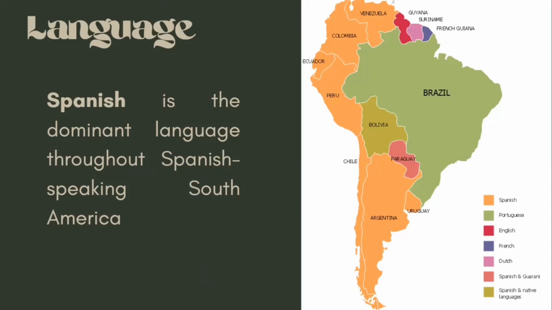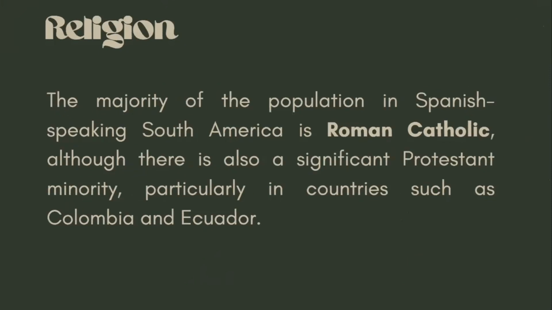Now let's move on to its religion. The majority of the population in Spanish-speaking South America is Roman Catholic, although there is also a significant Protestant minority, particularly in countries such as Colombia and Ecuador. The majority is Roman Catholic because of the region's history of colonization and evangelization by Catholic missionaries. When the Spanish arrived in South America in the 16th century, they brought with them Catholicism as a dominant religion. The Catholic Church played a significant role in the colonization and conversion of the indigenous population to Christianity.